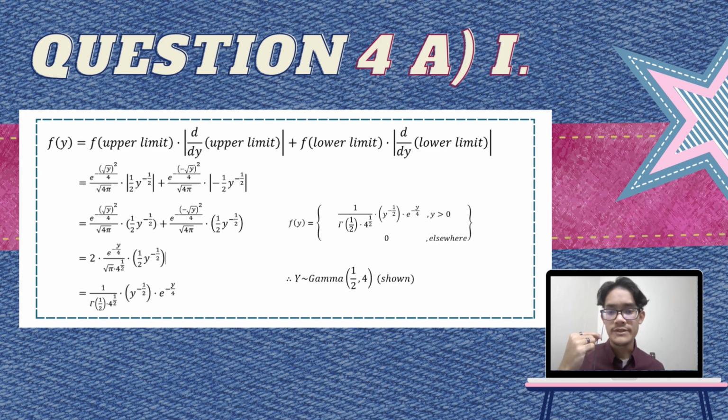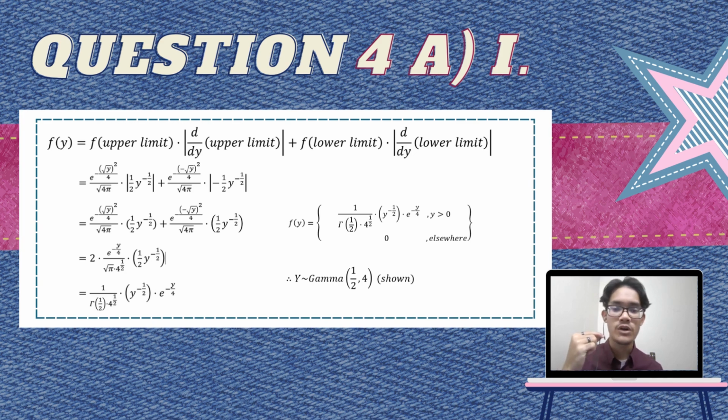This is because, for example, a plus a plus a plus a, n times, is equal to n times a. And now it becomes 2 times e to the power of negative y over 4, over square root of pi times 4 to the power of 1 over 2, times 1 over 2 times y to the power of negative 1 over 2. After that, we can simplify it. We can cancel the 2's, and square root of pi is equivalent to the gamma of 1 over 2. So this is our distribution.